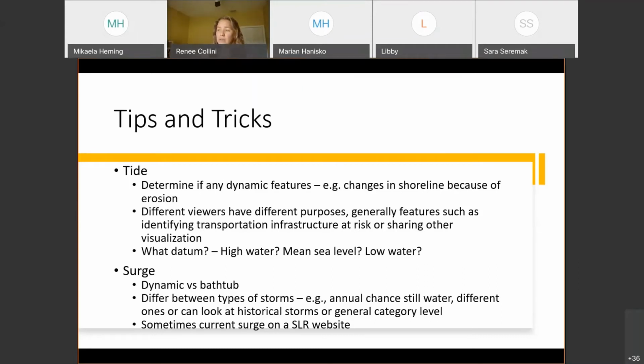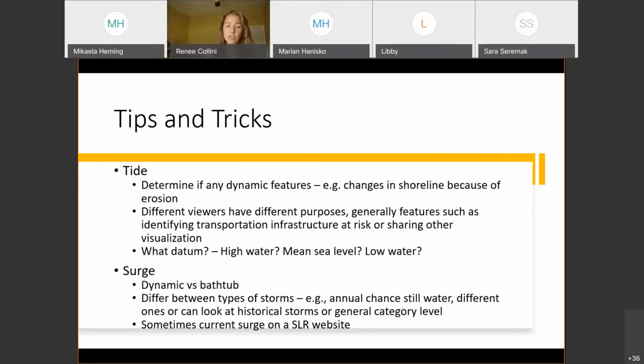And then the other thing is, I keep mentioning mean high water, but other viewers show other types of tides, right? Whether it's high tide, mean sea level, lower low water. So when you're looking at these viewers, just kind of gut check if it's not jiving with other things you've seen. Understand if you're using even the same data.